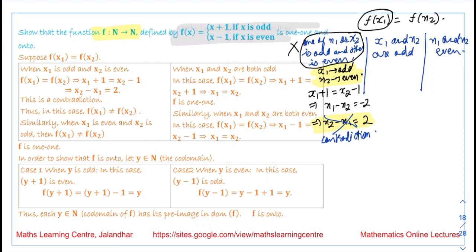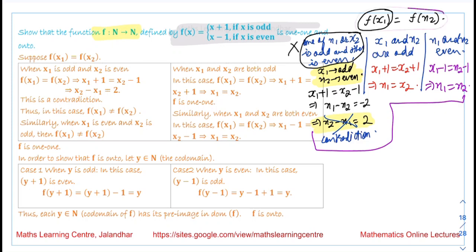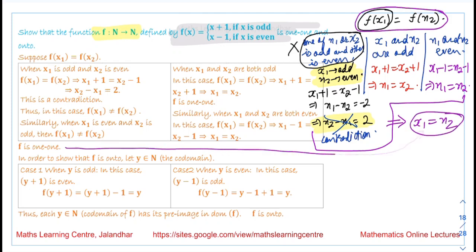When both of these are odd, then f(x1) is equal to x1 plus 1, and f(x2) is equal to x2 plus 1. So this gives us x1 is equal to x2. Third, when both are even, we get x1 minus 1 is equal to x2 minus 1. So this implies x1 is equal to x2. So from these three cases, when f(x1) is equal to f(x2), this implies x1 is equal to x2. It means the function f is a 1-1 function.